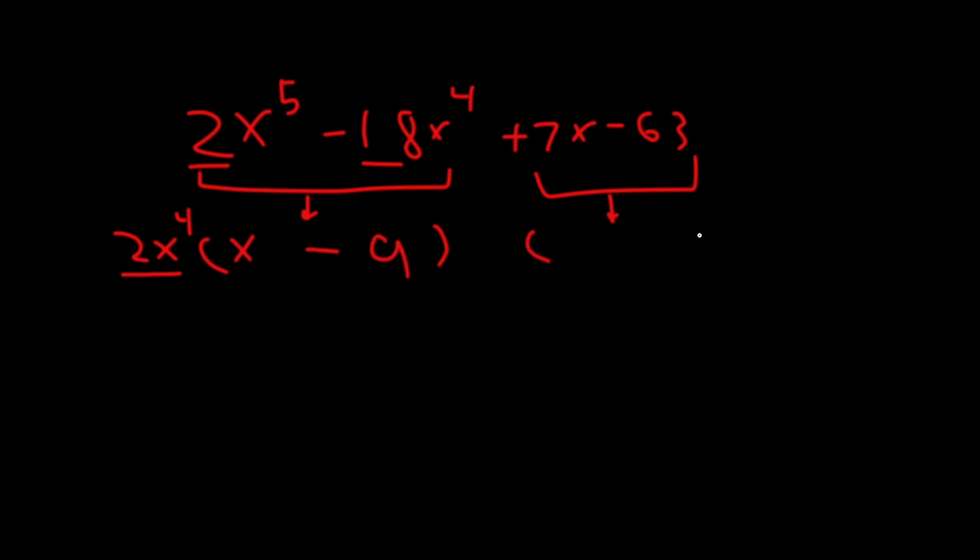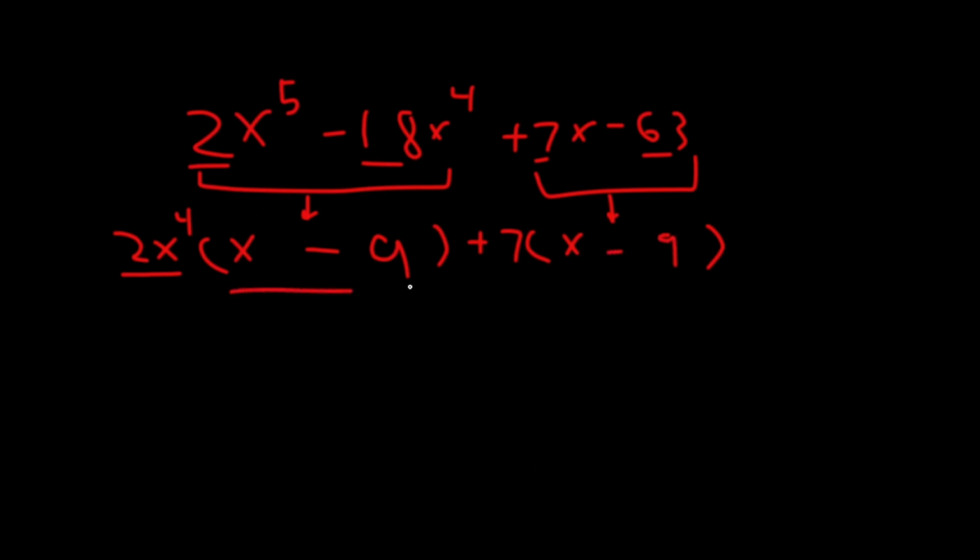And we're going to do the same thing over here. The variables are different, so we don't have to worry about those, so we're just going to worry about the numbers in the front. 7 and 63, both are divisible by 7, so we can take that 7 out and add a little plus sign. Now what we have left, if we do 7x divided by 7, it's just a good old-fashioned x. Then negative 63 divided by 7 is negative 9.